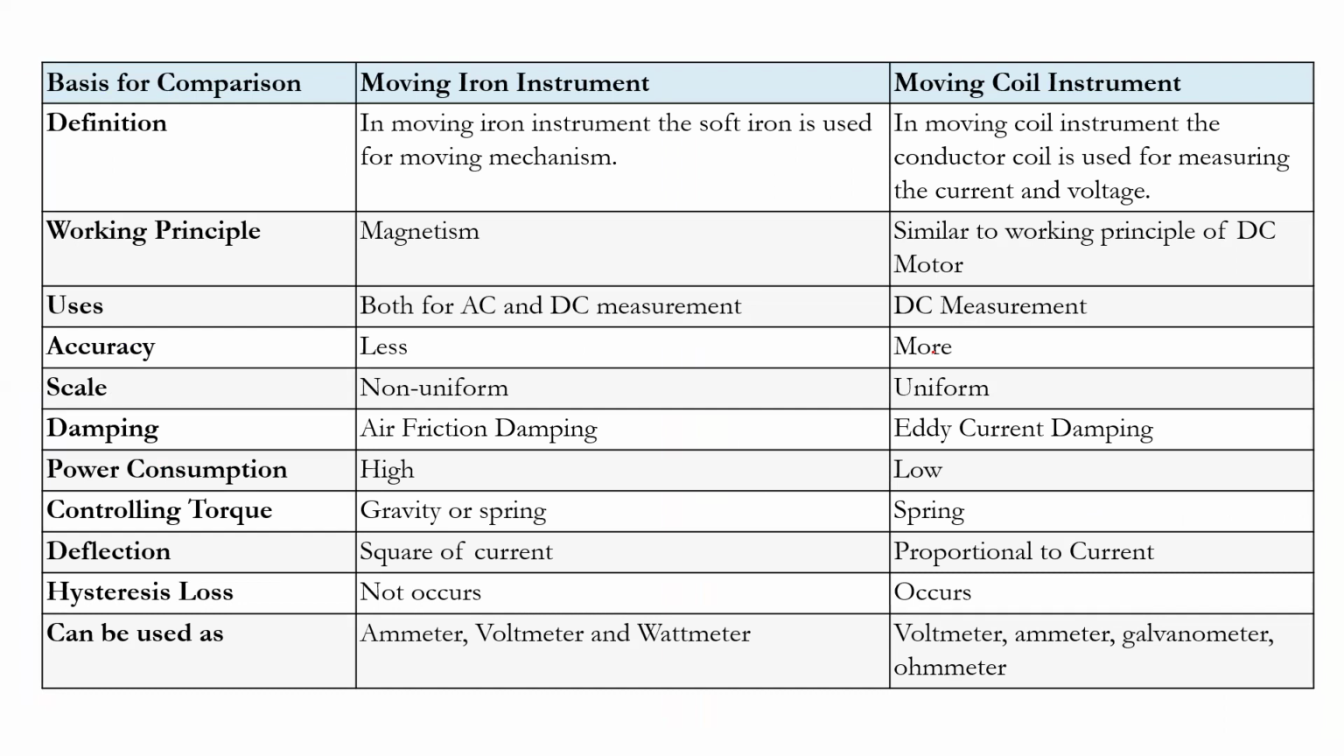Remember this comparison table here right now. Basis of comparison wise, in the moving iron instrument, the soft iron piece we have to use. Whereas in moving coil, we use some coil now. That conductor coil is used for measuring current and voltage. The working principle of moving iron is only magnetism, attraction or repulsion. Whereas moving coil is similar to the working principle of a motor, that is F equal to BIL sin theta.